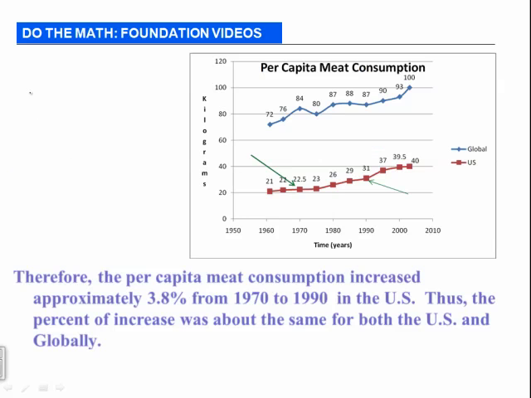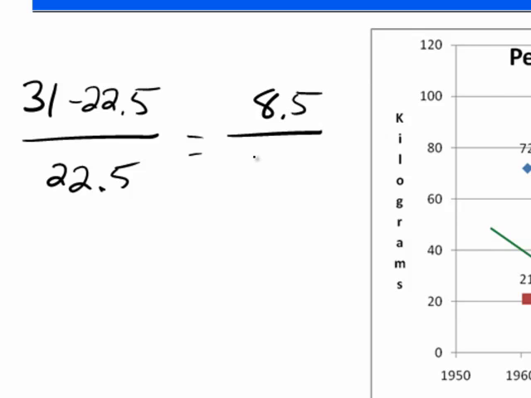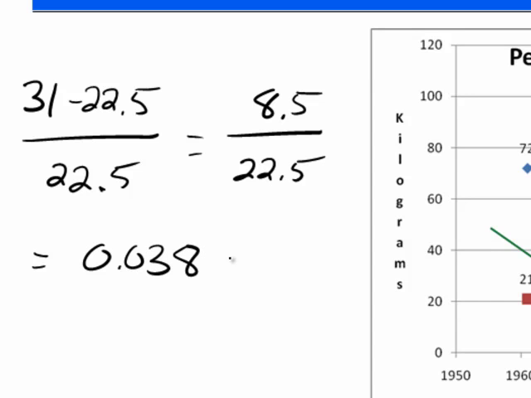So we're going to simply do the same problem, if you will, with different numbers. 31 minus 22.5 divided by how much you had in 1970, 22.5, and you take 31 minus 22.5, you get 8.5. And then you'll divide that by 22.5. And when you take 8.5 divided by 22.5, you get 0.038. And again, that's a decimal, so we're going to times that by 100, and you get 3.8%.